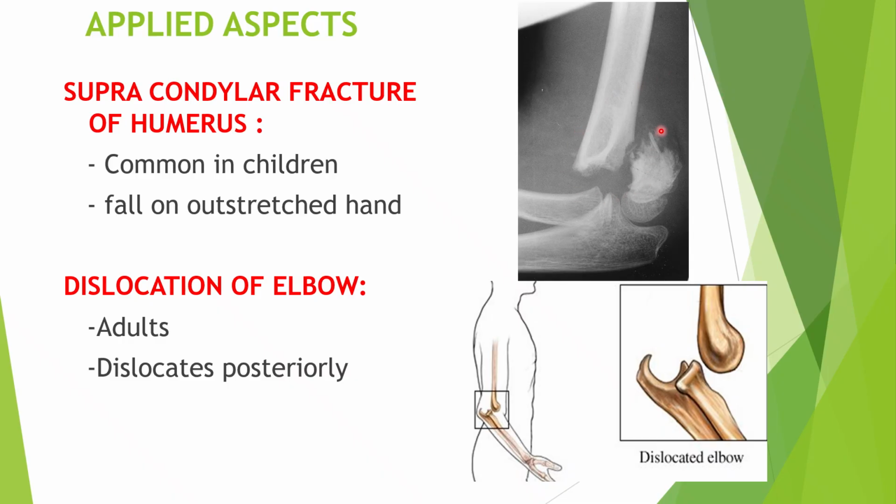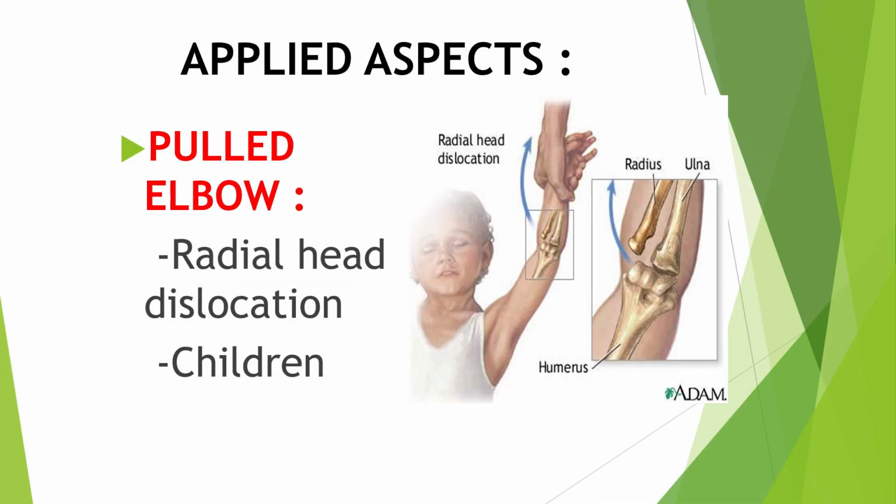Supracondylar fracture of the humerus can occur. There can be dislocation of the elbow. If a child is pulled sometimes, the radial head gets dislocated, and this is known as pulled elbow.